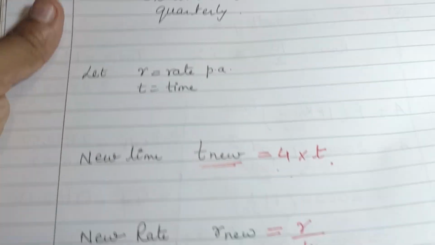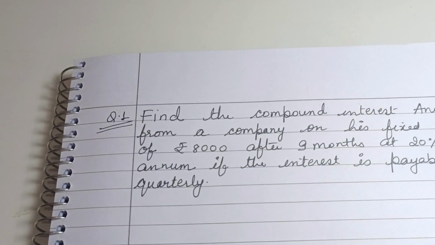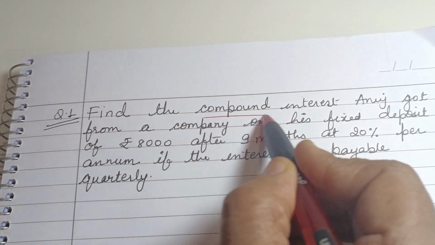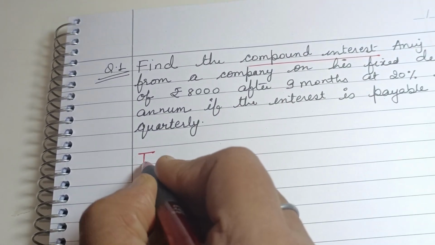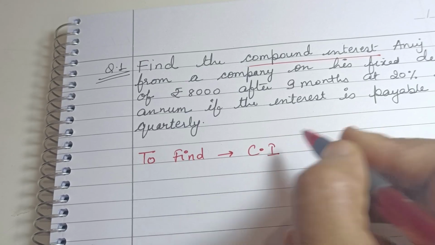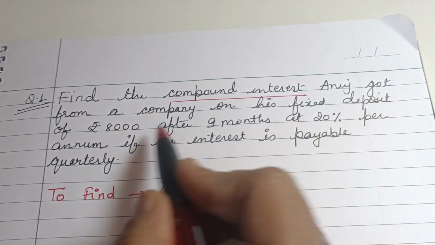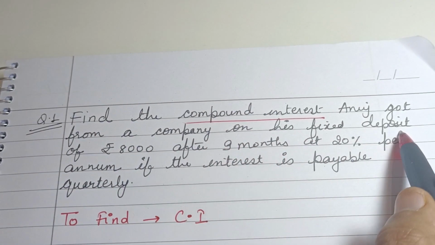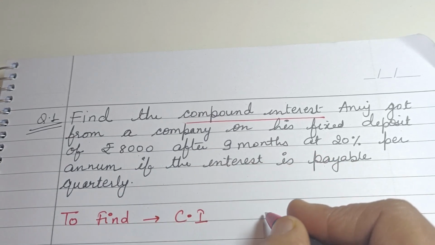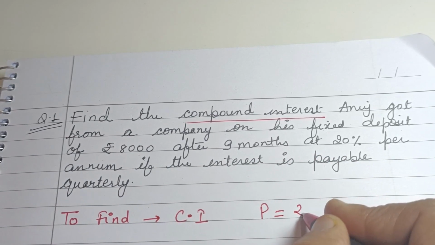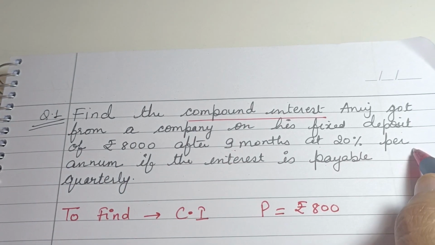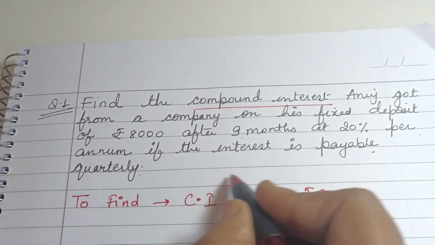When you go through the question, it will be better understandable. The question says find the compound interest. The very first thing, always write what we need to find out. We need to find out the compound interest. Anuj got from a company on his fixed deposit of rupees 8,000. So the principal here is rupees 8,000. After 9 months at 20% per annum, if the interest is payable quarterly.